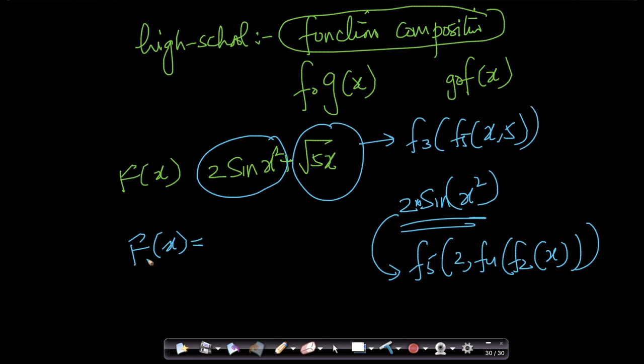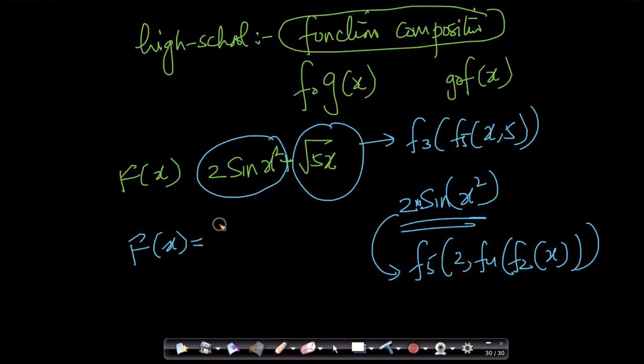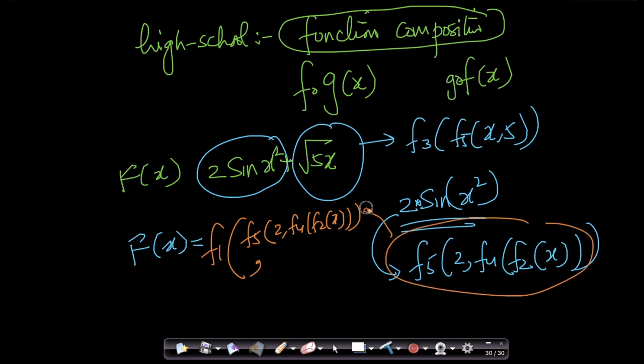Now what is capital F of x? What is the add function now? Add function here is f1, right? So let's go to f1. It is f1 of f5 of 2 comma f4 of f2 of x, comma, because this part is here, this part is here, f3 of f5 of x comma 5.